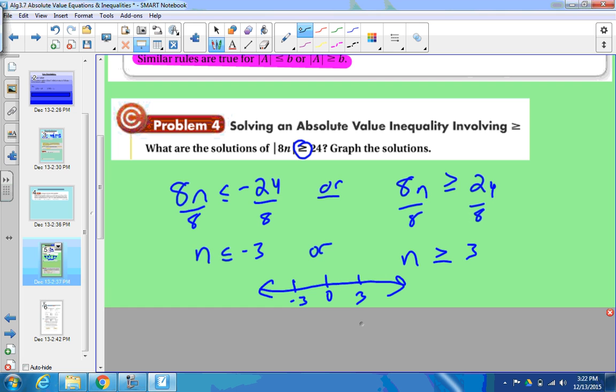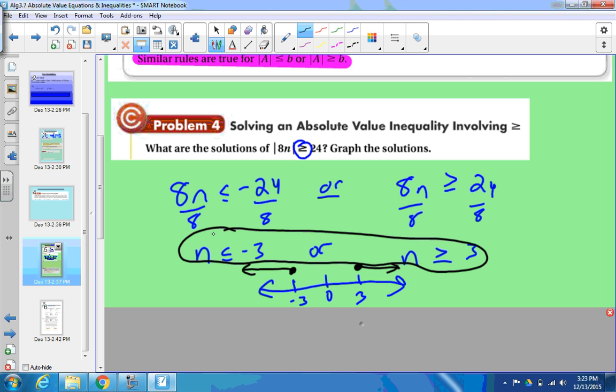I'm going to graph it with a different color here. So less than or equal to negative 3, so closed circle at negative 3 going backwards. Greater than or equal to positive 3. It looks like that. And there's the graph. There's your solutions to this inequality.